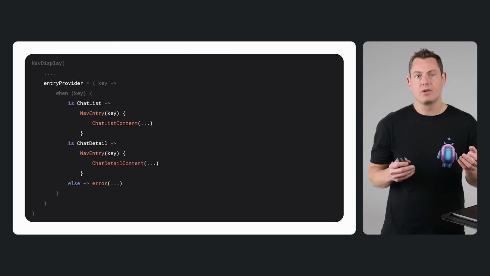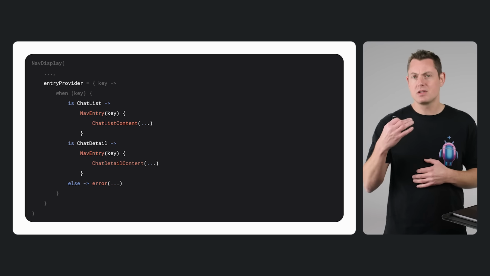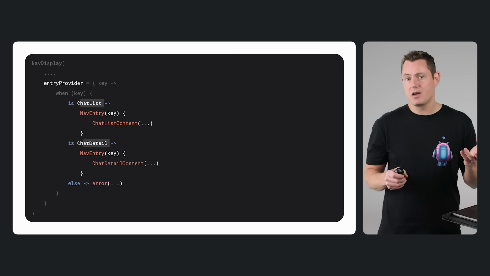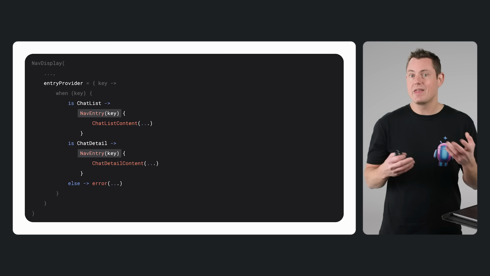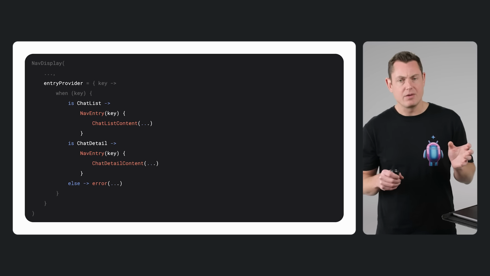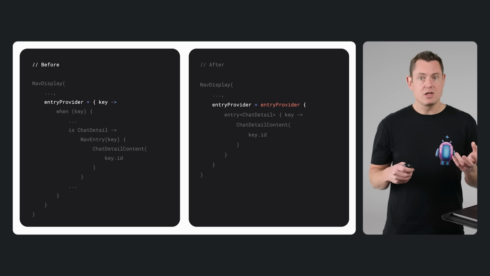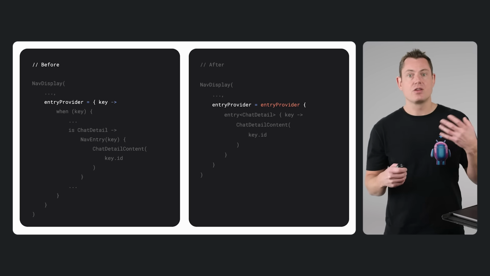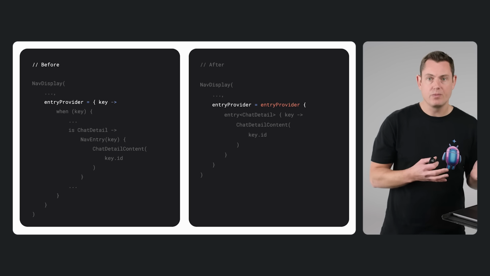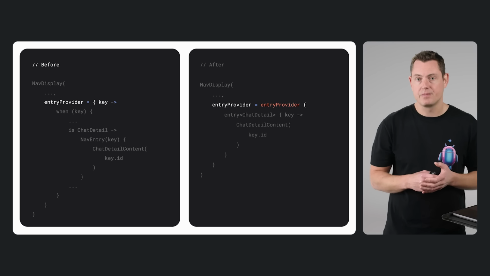Using a when statement is okay if you're just creating a quick prototype or a demo, but if you look at the code, you can see that there are a few repetitive tasks in here. We have to check the key type each time, and we always create a nav entry with that same key. And we always need an else branch. This feels like boilerplate, which is why we created an entry provider DSL. To use this, you can call entryProvider, and the trailing lambda is our DSL builder. For those of you familiar with Navigation 2, this is kind of like how the DSL works for defining your nav graph inside a nav host.